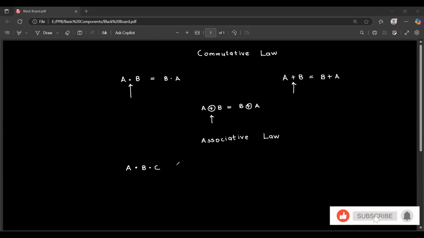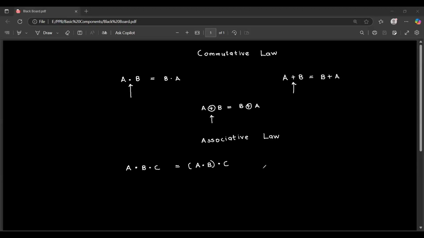What you can do is you can first of all simplify A dot B, then you can simplify with C. There is no issue with that. Or you can say A dot (B dot C). You can simplify B dot C first, then you can simplify with A. Or since we know commutative law here, we can change the order. So we can say A dot C dot B. Here I'm not only using associative law, I'm also using commutative law. So this is also possible.